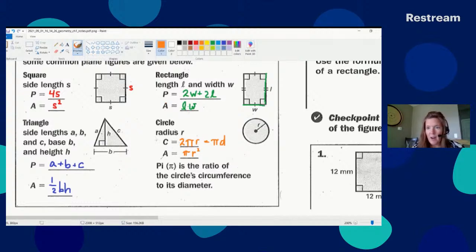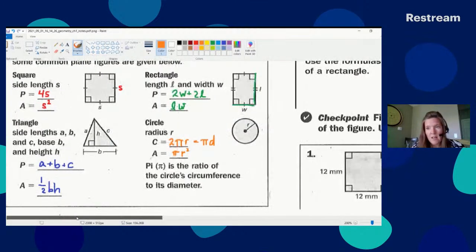We're just going to practice doing some different problems using all of these formulas. You should be really confident in finding perimeter and area for all of the plane shapes that are shown, because those will show up in geometry. So this is just good practice to make sure that we're all on the same page. So let's do a couple practice problems.